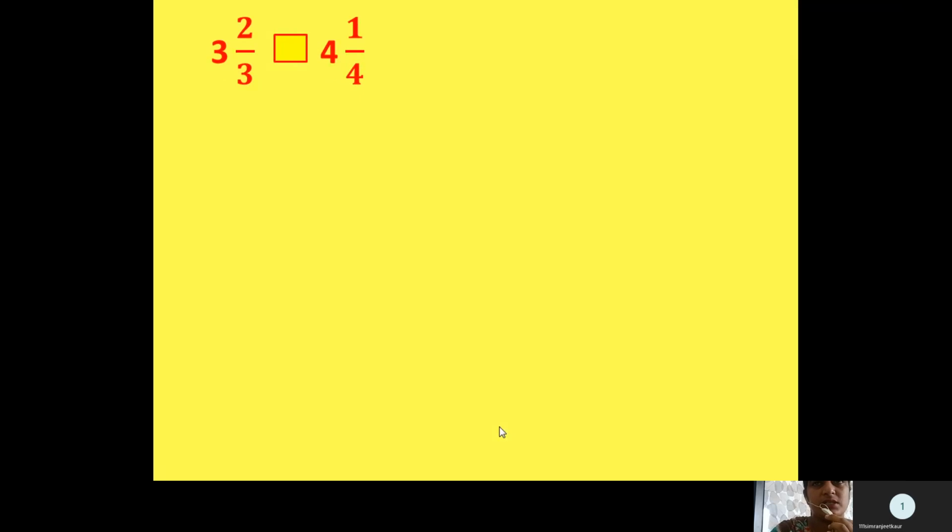We are having the fractions 3 and 2 by 3 and 4 and 1 by 4. What to do? The way is the same. First we rewrite these fractions, then we have to convert these mixed fractions into improper fractions. So first we will multiply this 3 by 3. 3 3s are 9. Then we will add 2 to it. 9 plus 2, I will get the fraction here 11 by 3.